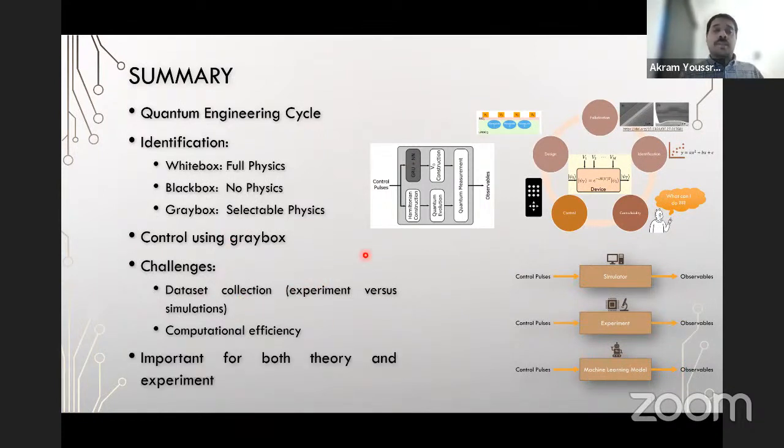Finally, this kind of research is important for both theory and experiment. For theory, you can understand things about your system, your dynamics, and so on. And for experiment, it gives you better information about the actual model that's affecting your device. So this kind of research using the Graybox needs both theorists and experimentalists working together. It's not just theory or just experiments.